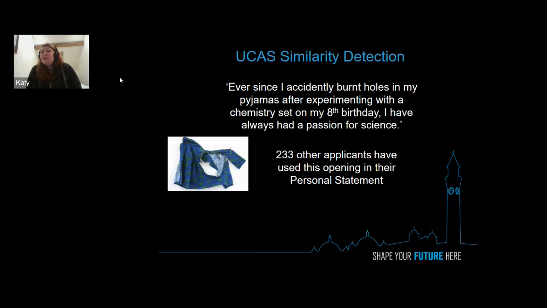The UCAS will alert the university, and then we can decide whether we want to proceed with considering your application. So do make sure it's original. By all means, have a look at other personal statements to get an idea, but it is important for you to do something that's original and it's completely your own work.